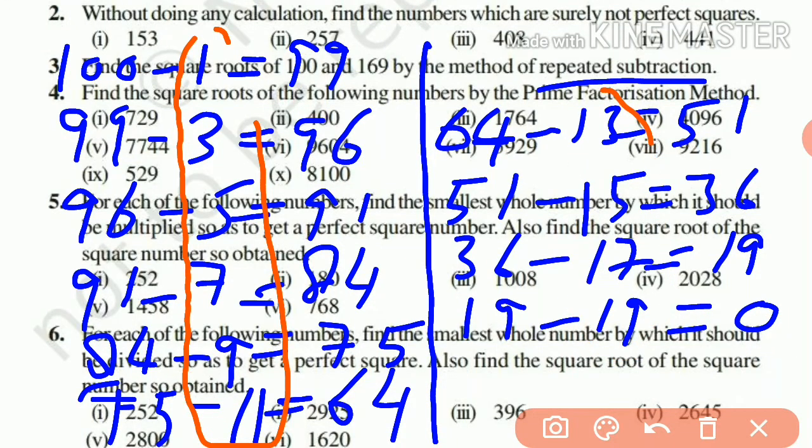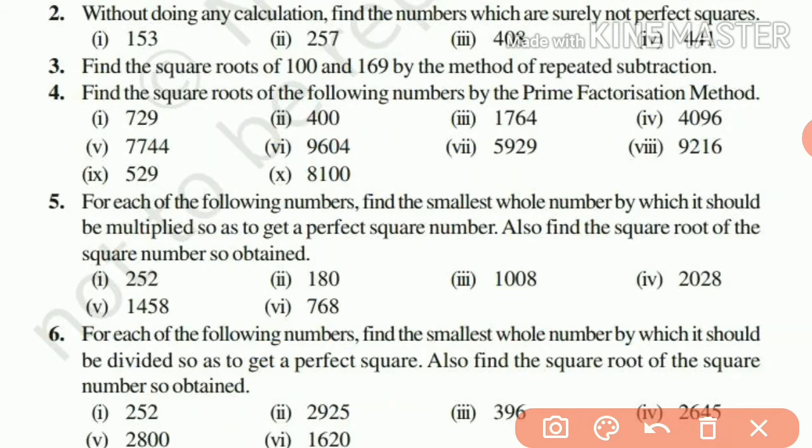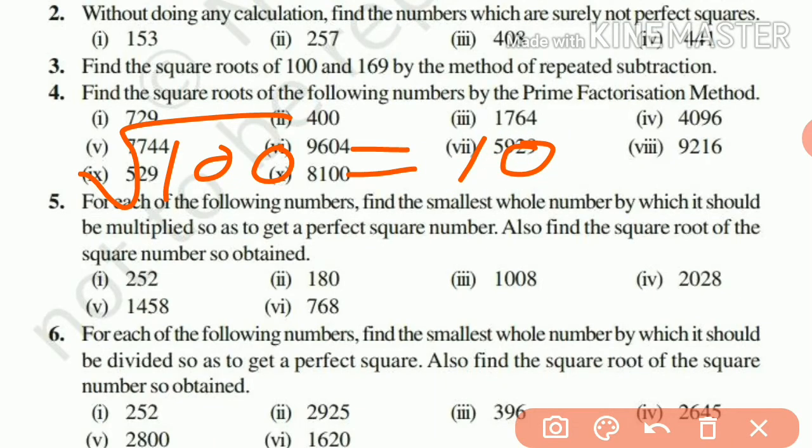Now we check how many steps there are. Here is 1 step, 2, 3, 4, 5, 6, 7, 8, 9, 10. In 10 steps the result becomes 0. So we can say that the square root of 100 is equal to 10. This is the answer of question 3, the square root of 100. Similarly, we can find the square root of 169 by repeated subtraction. This method is known as repeated subtraction.